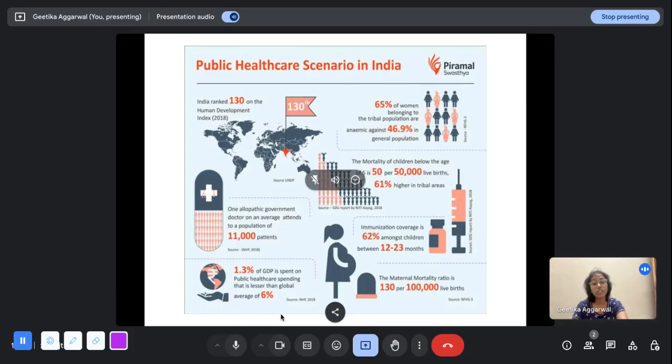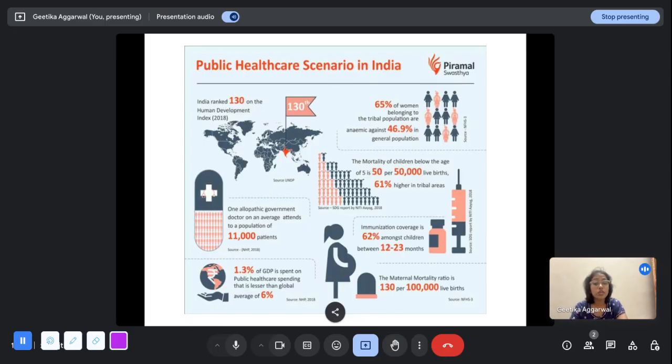Globally, the average amount of GDP spent on the public health of the nation is actually 6%, and India only spends around 1.3%, which has improved only to 1.9% now recently, which is still one third of the average global GDP that's spent on public health. And 65% of women belonging to tribal populations are anemic against 47% in the general population. As we said, certain sectors are faring better than the others. The mortality of children below the age of 5 is 50 per 50,000 births, which is 61% higher in tribal areas. Again, the different sectors are faring differently.